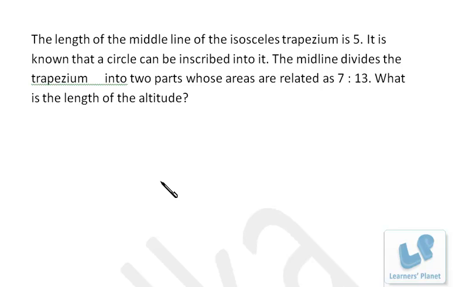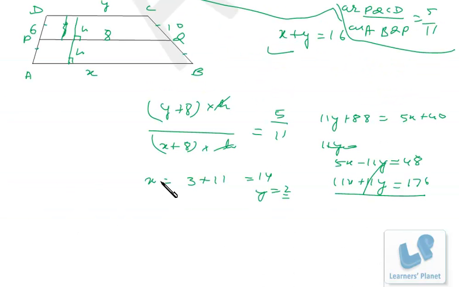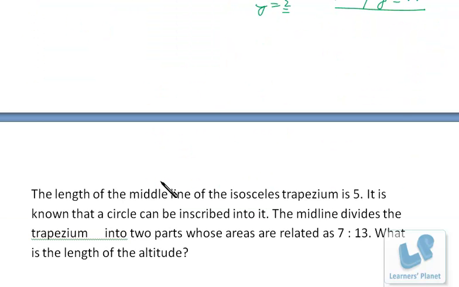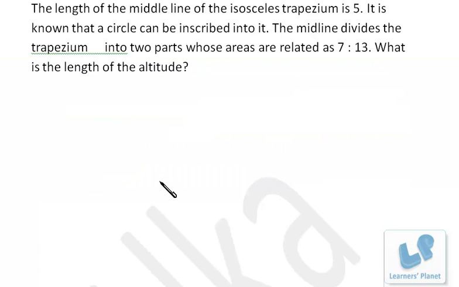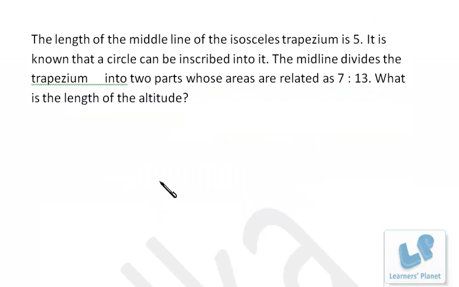Now this question: the length of the middle line of the isosceles trapezium is 5. It is known that a circle can be inscribed into it. The midline divides the trapezium into two parts whose areas are related as 7:13. The same figure that we have used earlier can be used over here. The length of the midline is 5, and this trapezium can inscribe a circle. That means the sum of parallel sides should be equal to the sum of non-parallel sides, right?